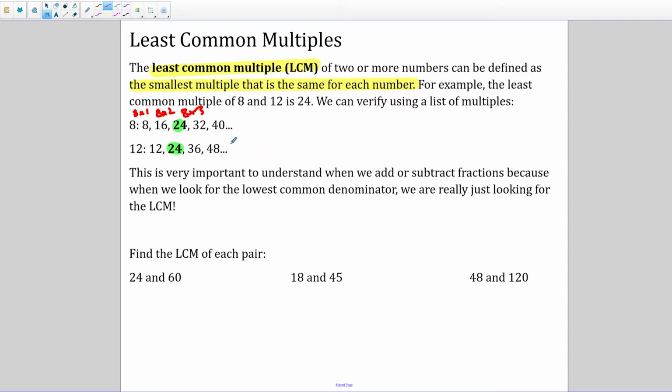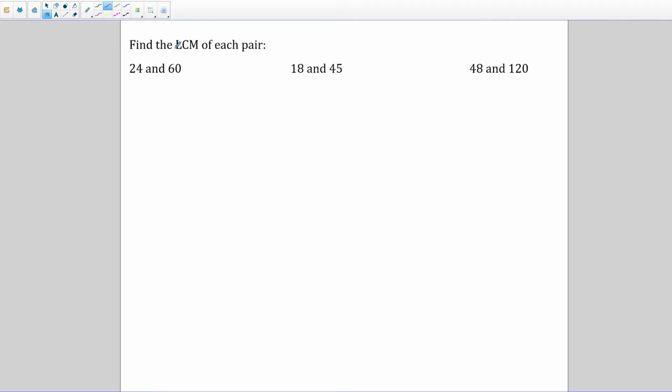So the idea of least common multiples is super important to understand when we add or subtract fractions, because when we do so, we're going to have to look for that LCM. So let's go ahead and work through a few different examples.